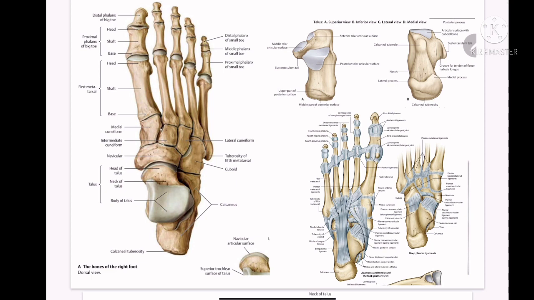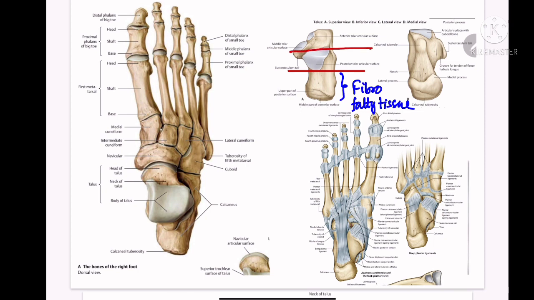Posterior one third is rough and is covered with a pad of fibrofatty tissue. So first, posterior 1/3. It is rough and covered by fibrofatty tissue. Now it is the turn of middle 1/3.